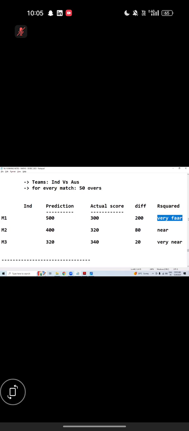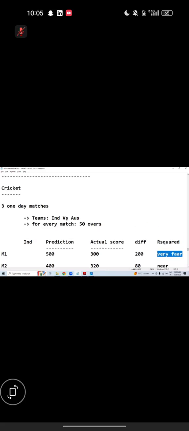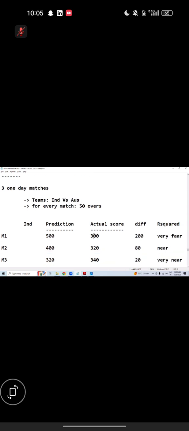Let me repeat again. Imagine there is a 50 overs match. 50 overs means on an average they can hit 300. That's what we already know, right? On an average I'm talking. Now in match one, my first match prediction was 500 and the actual score was 300. Now 200 is a gap, very far. And in the second, prediction 400, they hit 320, a gap of 80. Sir, it's okay, somewhat good.